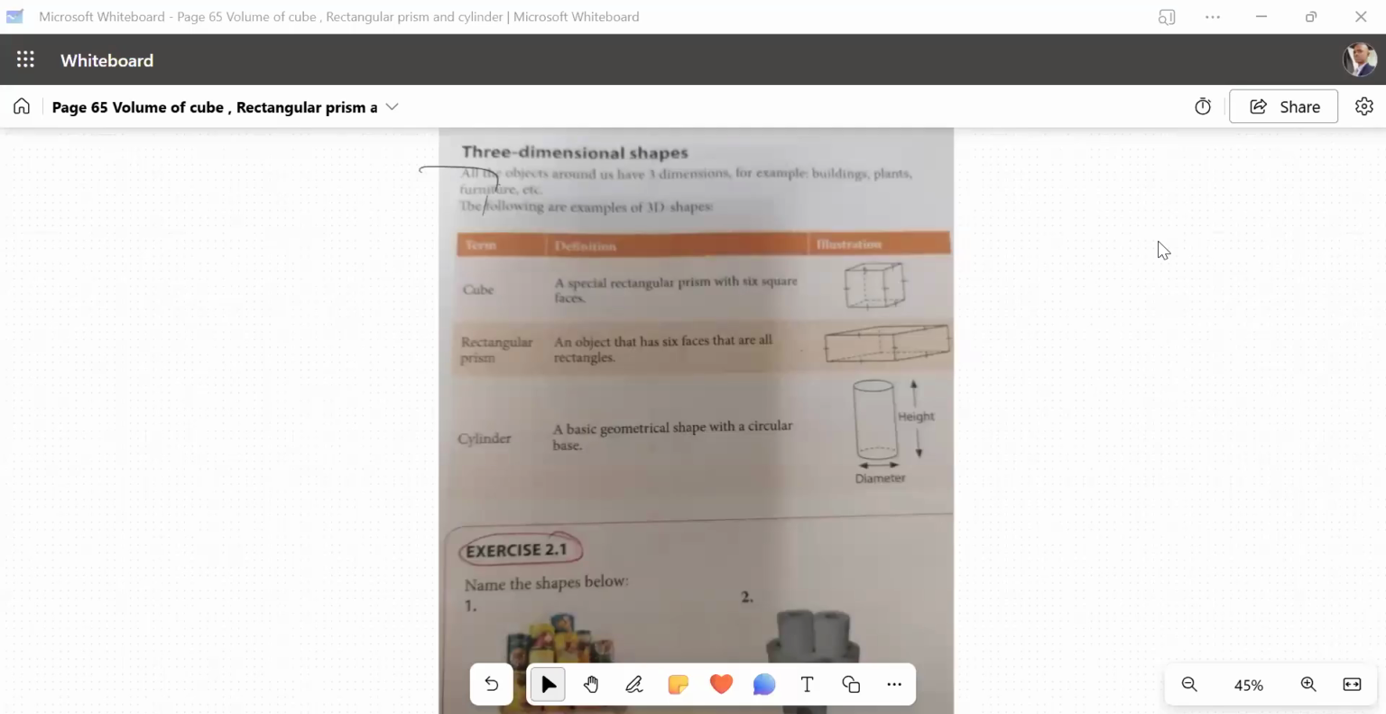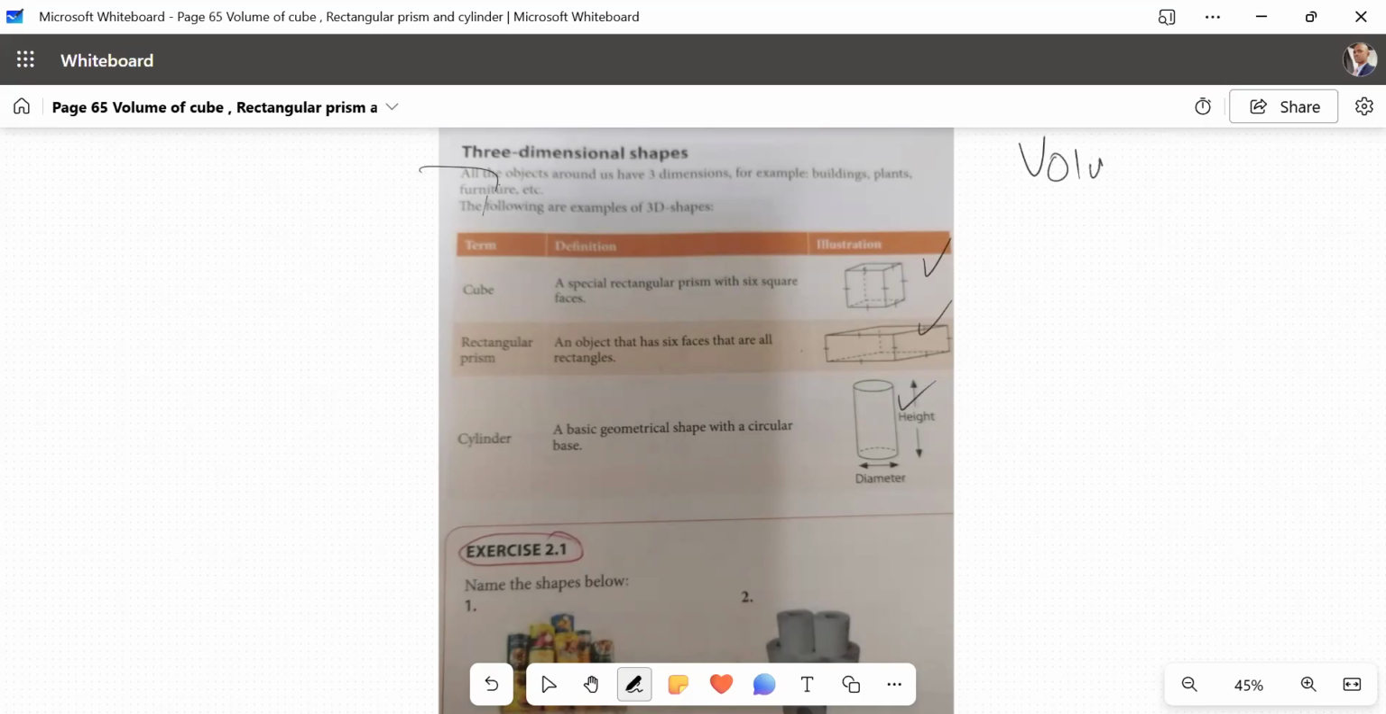Welcome back, folks. Now we are on page 65, and on page 65, the focus will now be calculating the volume of different shapes. In this case, we'll consider the volume of a cube, rectangular prism, and a cylinder.